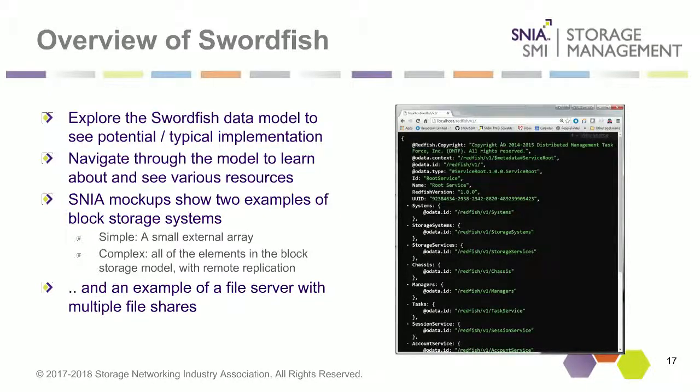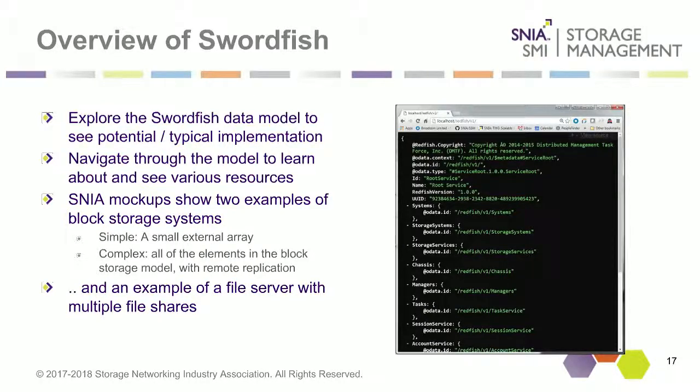And the mock-up itself shows two examples of a block storage system. The first one is a simple one, which is a single small external array. And then the second one is slightly more complex, with all the elements of the block storage model with remote replication. So it's a much more complex model, and you probably best start with the simple model, understand that, then move on to the more complex storage model. And also an example of a file server with multiple file shares, which is the other major consumption model that we've identified so far with Swordfish. On the right-hand side, you'll see JSON. Now, again, that is quite difficult to see, and I'm going to explain what's in there very briefly.